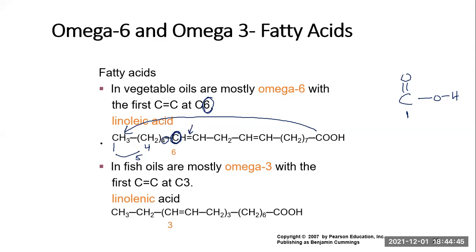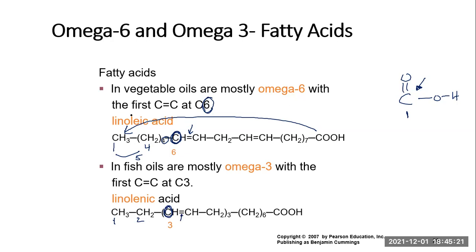So counting omega-6, we actually count away from the functional group, which is odd, but that's how we count it. Again, omega-6 means that the first double bond happens there at number 6. Fish oils have omega-3, and that also we would count from the opposite side. This would be carbon number 1, this would be carbon number 2, and carbon number 3 here is where we see our first double bond occurring.